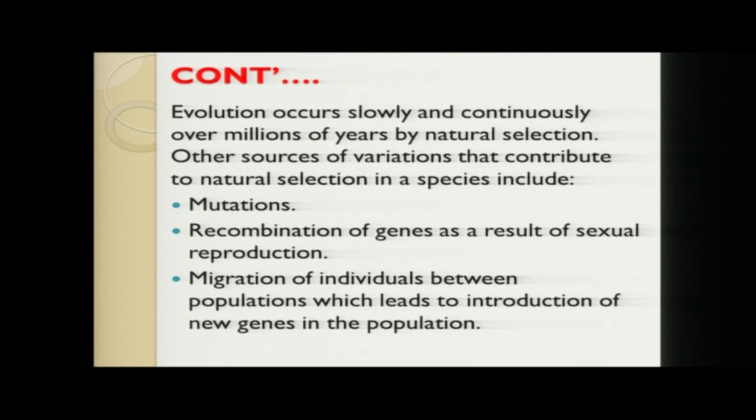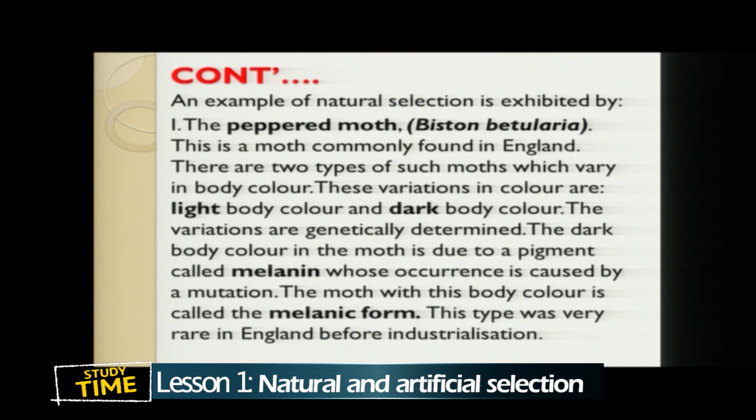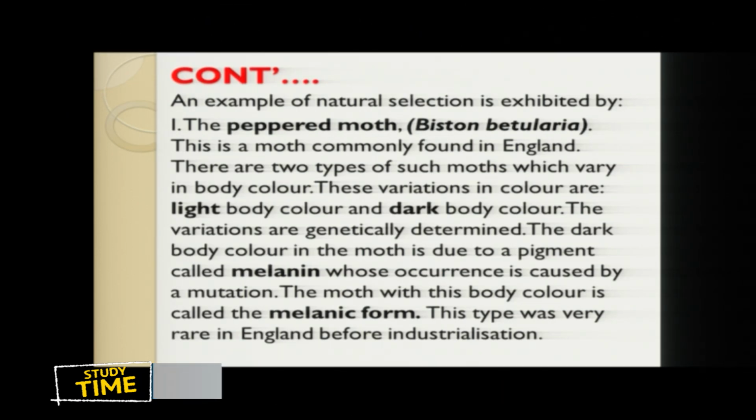Migration of individuals between populations leads to the introduction of new genes in a population. Because if some organisms migrate from one place to another, there must be an exchange of genes, which leads to the production of a new population, which is good. Okay, let's go through again. An example of natural selection is exhibited by the peppered moth, Biston betularia. This is a moth commonly found in England. There are two types of such a moth, which vary in body color.